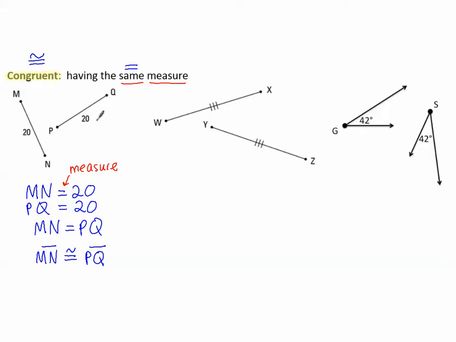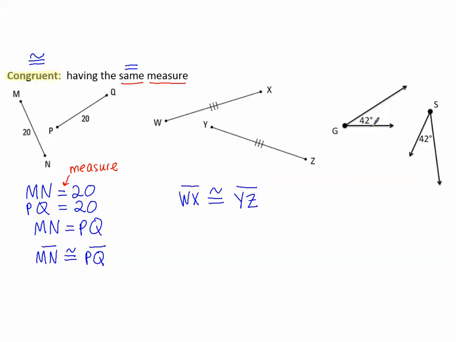This is another way to show congruence. Instead of the number for the length, we're showing that segment WX has the same measure as segment YZ because they have hash marks that are of the same style. 3 hash marks in this segment, 3 hash marks in this segment. Therefore, we know that segment WX is congruent to segment YZ. We show the segment hat when we show the congruent symbol. So if an equal sign has a hat, so do our segments.